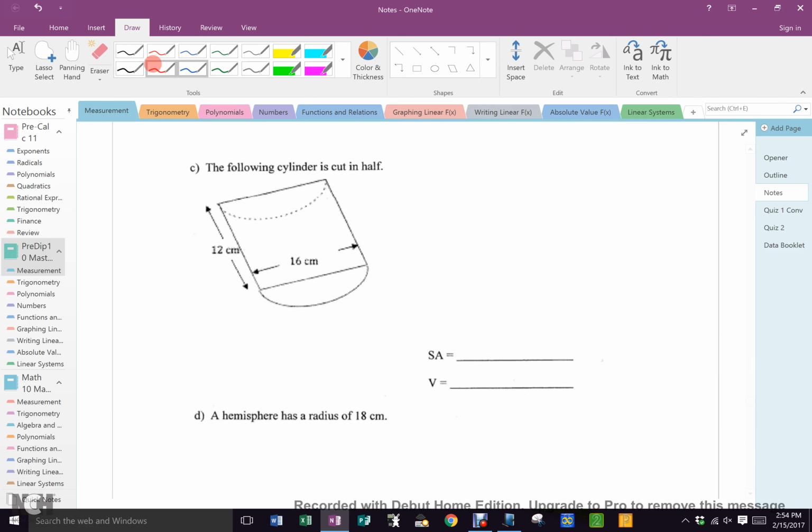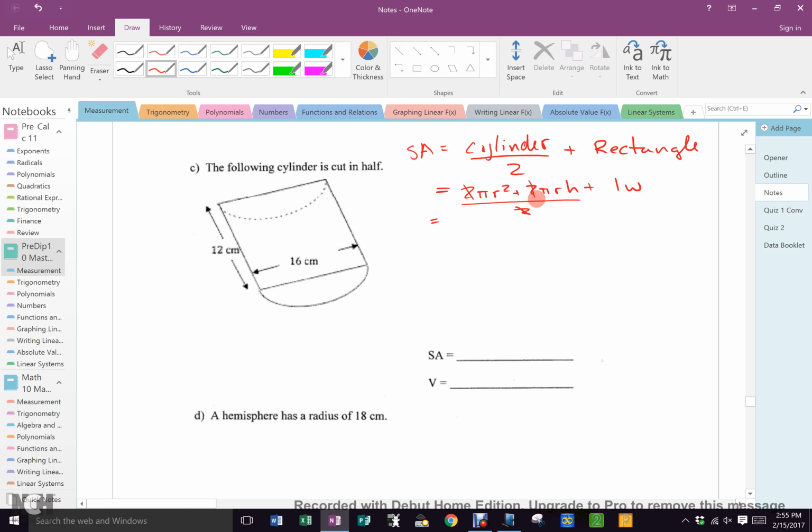The following cylinder is cut in half. So surface area of a cylinder is going to be a cylinder cut in half plus the rectangle. So a cylinder is 2 pi r squared plus 2 pi rh plus length times width for the rectangle. That's divided by 2. All those 2's cancel. So pi r squared plus pi rh plus lw.